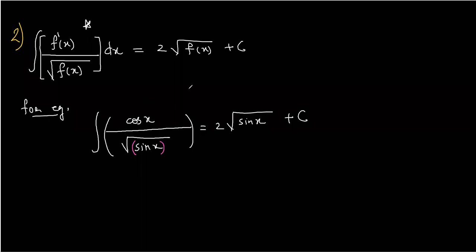Then we have the third one. The third corollary is the integral of f of x raised to n, where f of x is some function of x, into f dash x dx. So what is the integrand here? This part is the integrand.